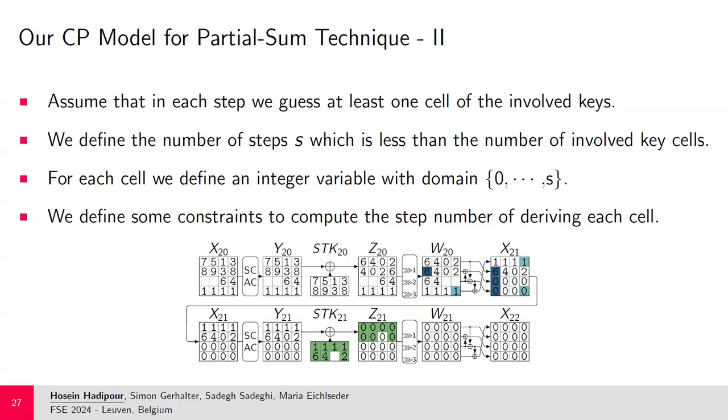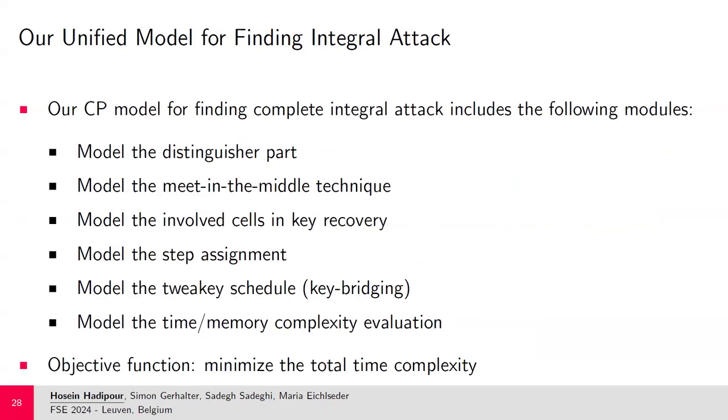And then we define some constraints to model the propagation of this step assignment. You can refer to the paper to see more details on how we define the constraints, but this is the overall big picture of what we do. Once we have this CP model for the partial sum technique, we put it together with our CP model for the distinguisher part, and we have an objective function which is minimizing the total time complexity.